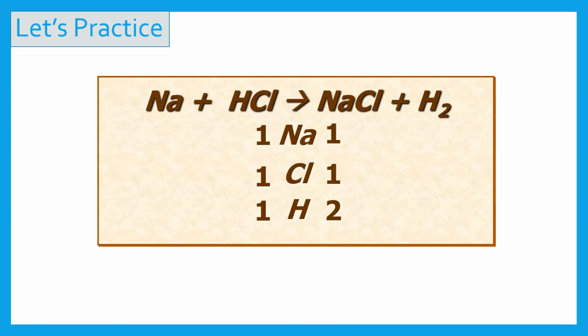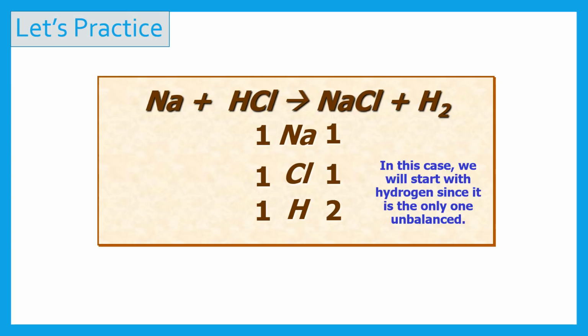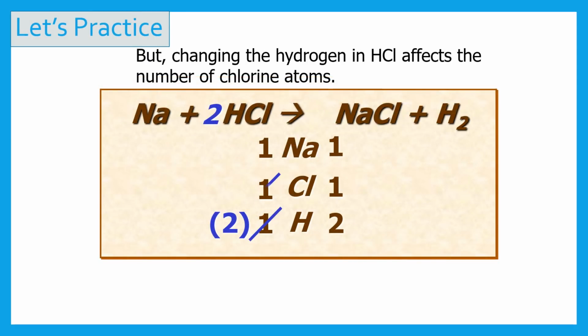So let's try this one really quick. Sodium, chlorine, and hydrogen. So we're going to start with hydrogen in this case, since it's the only one unbalanced. So this is the only one that's unbalanced right there. So we're just going to start with hydrogen. Now once again, we're going to start with the lowest number first. And so we're going to go ahead and change the coefficient to a 2. Now that's going to change the hydrogen, but it's also going to change everything else in that molecule. And we have chlorine change from 1 to 2.